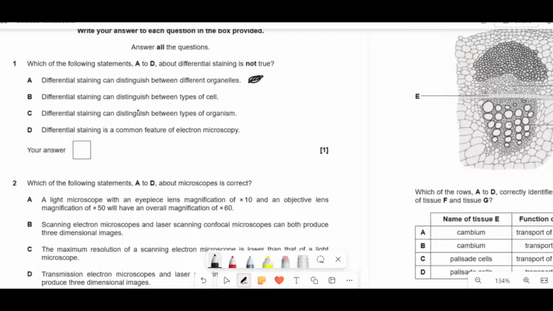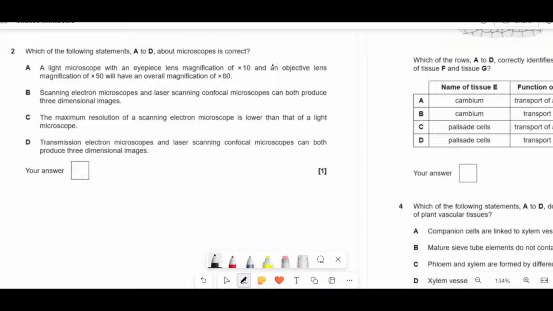Differential staining can distinguish between different types of cell. That is true because that's one of its uses. Differential staining can distinguish between different types of organism. That again is true. So differential staining being a common feature of electron microscopy must be the untrue one. And also, in most cases it's using a color thing, and you can't use color in electron microscopy, so it's D.